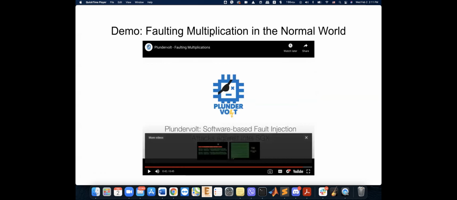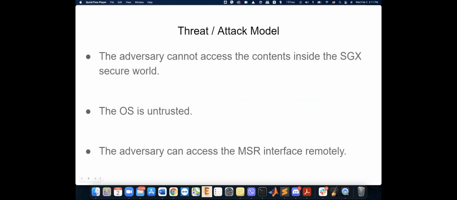Next, Bashir is going to talk more about how this fault injection works in the secure world. Thanks, Swapnil. Now that we know what Plundervault is and some of its core functionalities, let's talk about the threat model as well as some of its applications.